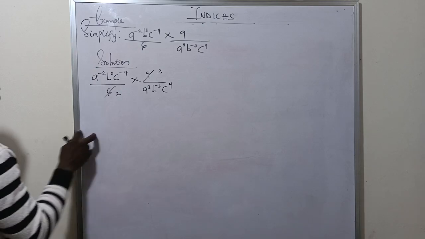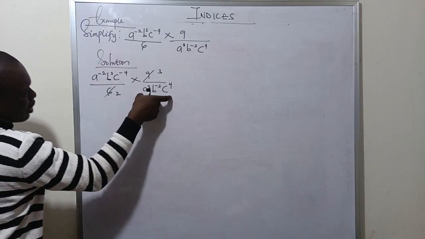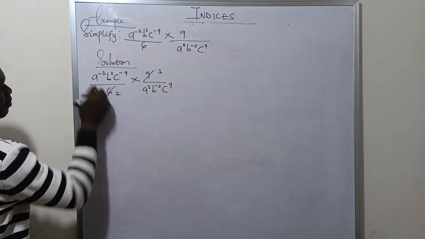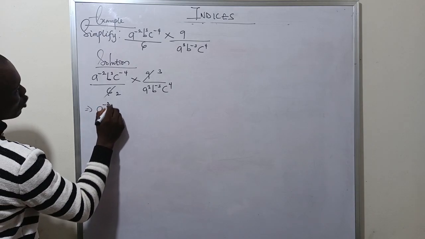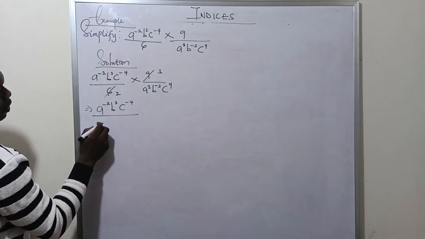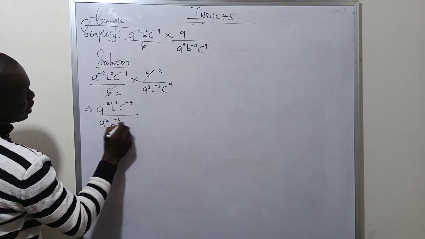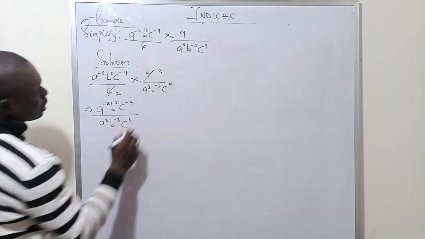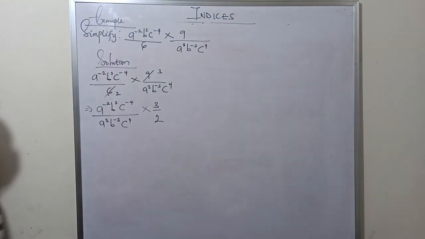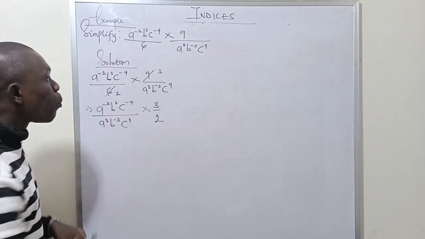Now this is the same thing as this divided by this, because if I arrange it, the expression is a raised to the power of minus 2, b raised to the power of 3, c raised to the power of minus 4, divided by a raised to the power of 3, b raised to the power of minus 3, then c raised to the power of 4, then times 3 over 2.